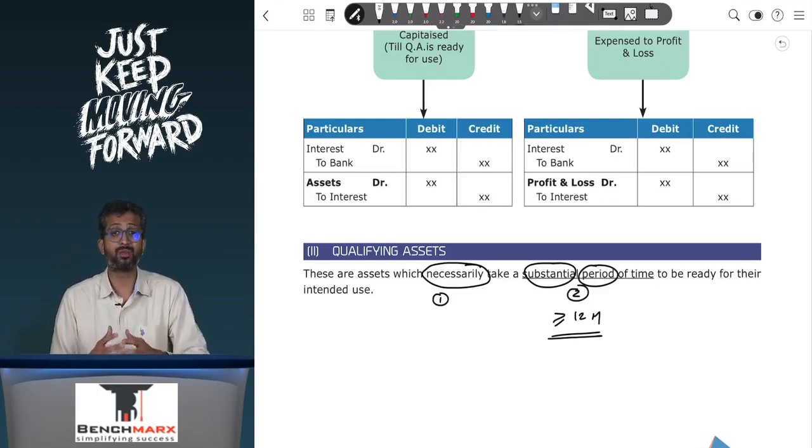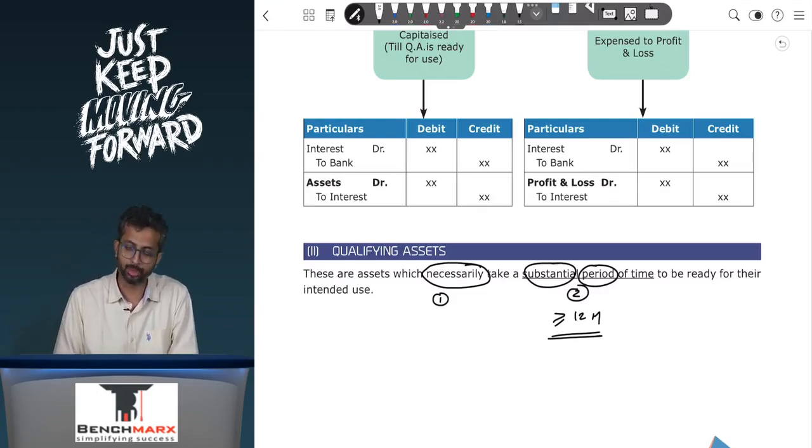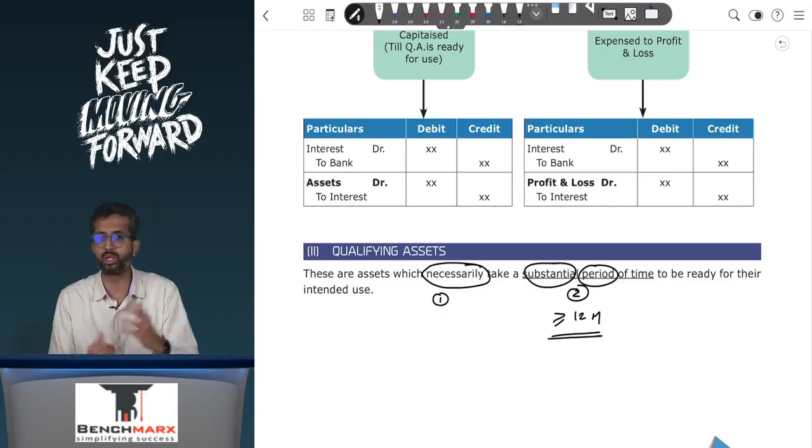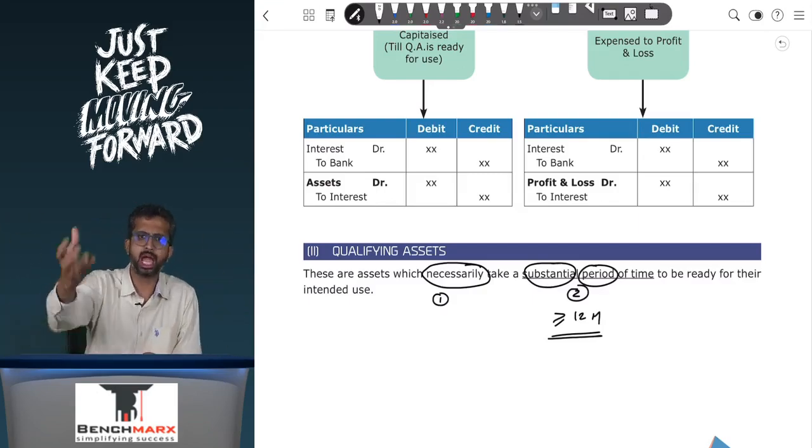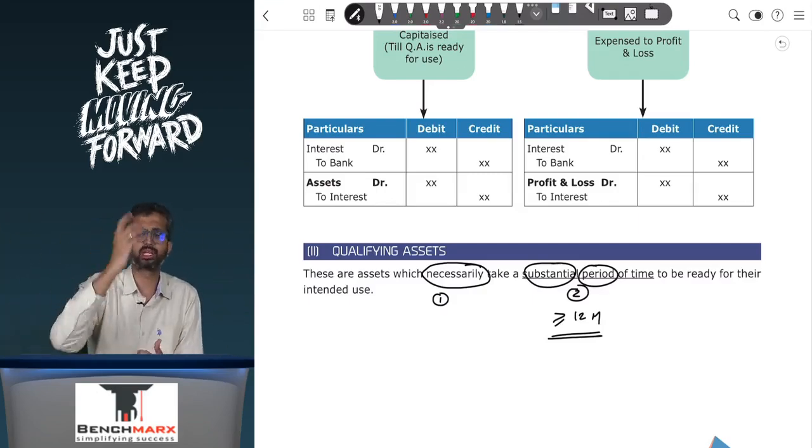Like for example, if I were to buy an under construction property, and I believe it is going to take around 3 years to be ready, is it a qualifying asset? Answer is yes. However, if I were to purchase a ready to move in house that is already constructed, it is ready, I make the payment, they give me the keys and I can start staying.